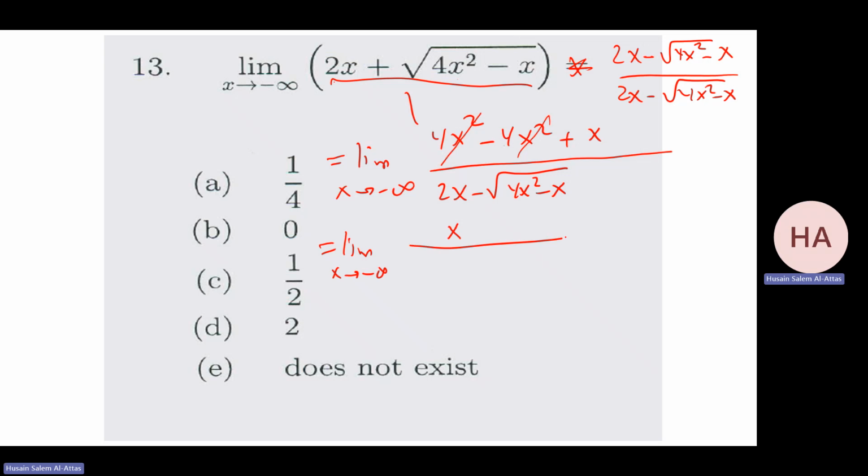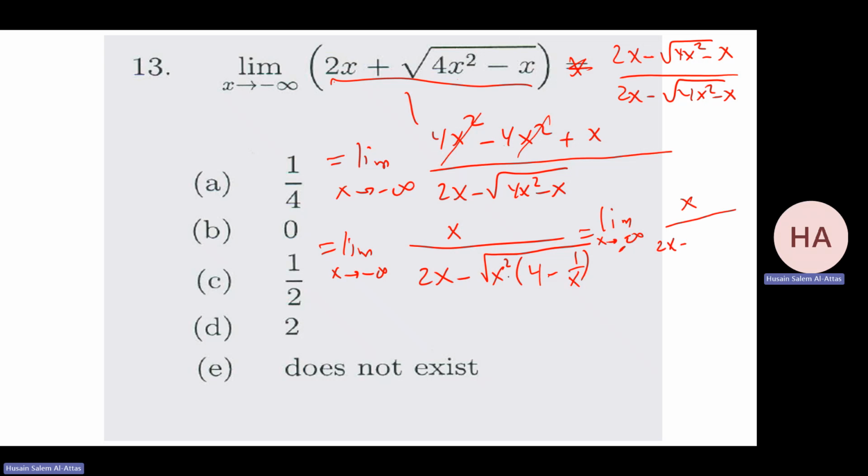I'll take x. This one will be 2x minus the square root. I'll take x squared common factor. You have what? x times the square root of 4 minus 1 over x. And that will be the limit as x goes to minus infinity. This x is minus infinity, don't forget.